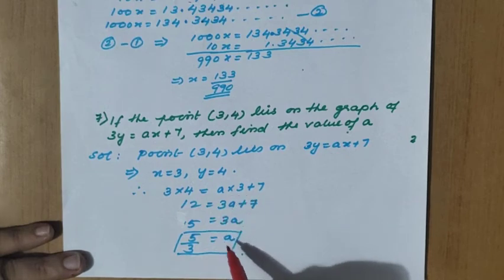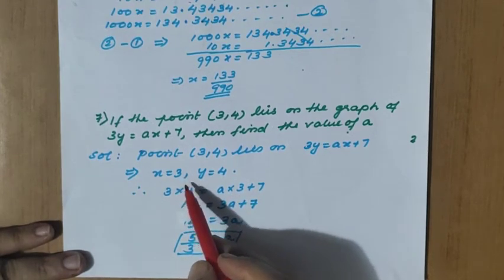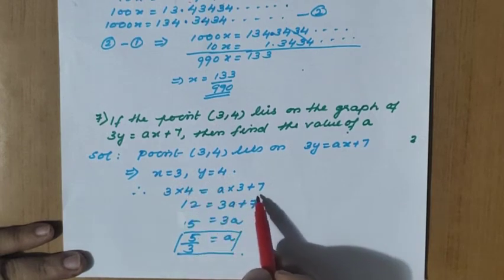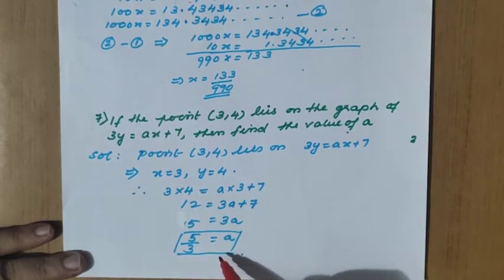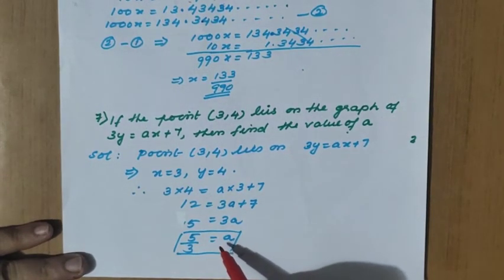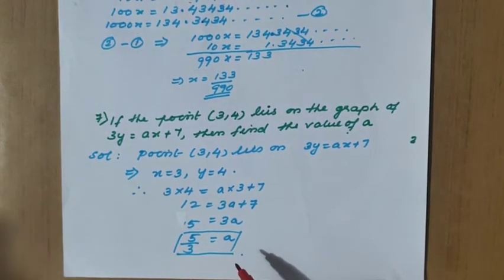So substituting that, 3 into 4, because it is y, 3 into 4 equal to a into 3 plus 7. That means solving for a, we will get 5 by 3. What is the value of a? a equal to 5 by 3.